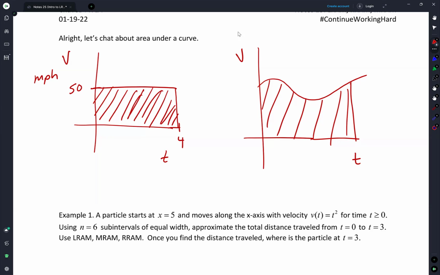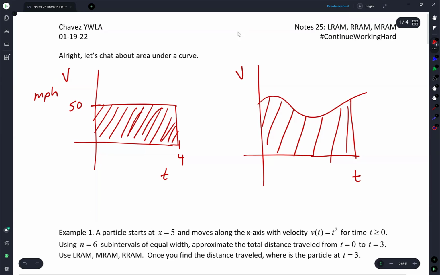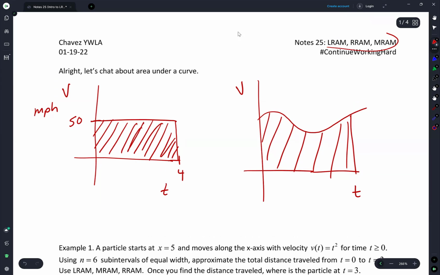Does that make sense? Now, how are we gonna find area under irregular curves? Because this is not like a regular curve, it's irregular. So that's where you need calculus, guys. But don't worry, we're gonna start really simple. We're gonna start with these three: LRAM, RRAM, MRAM. They are Riemann sums. You don't have to worry about this guy named Riemann at the moment. I'm not sure if he discovered it, but he definitely put the technique in there.